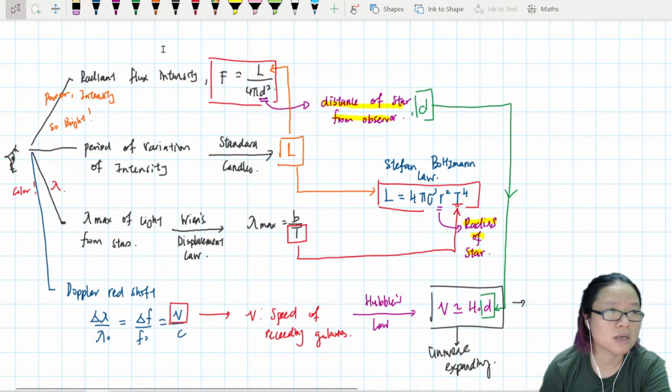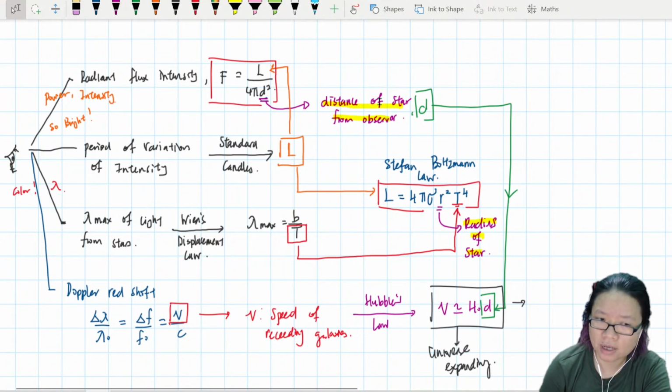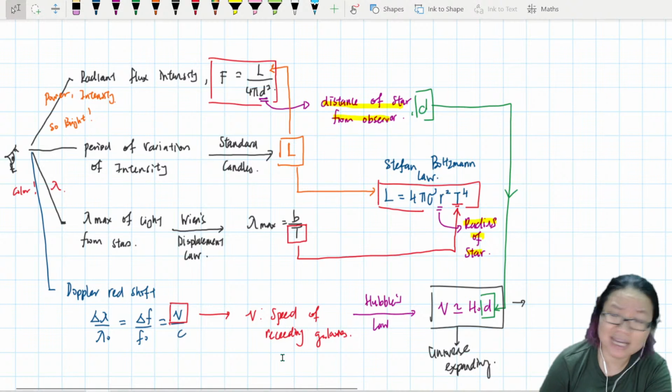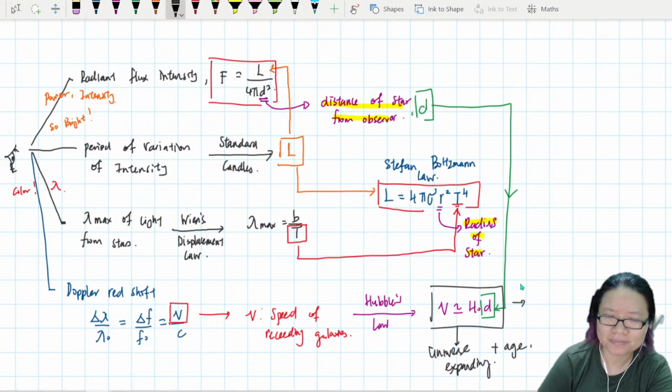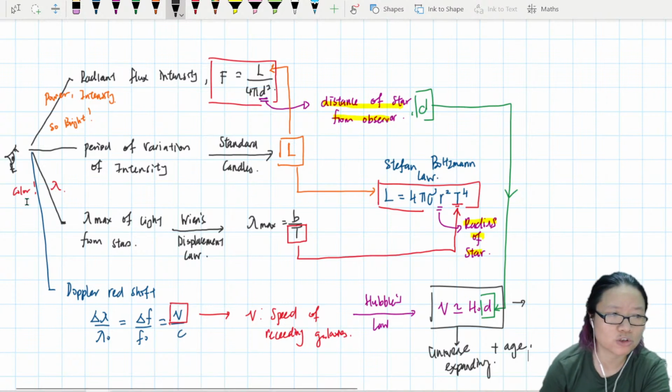So we learn how to estimate the distance of the star. We learn how to estimate the radius of the star. And we also learn how to estimate how fast the galaxies are moving away from us. And also use this to estimate the age of the universe. Okay? So this is astrophysics in a nutshell. Cosmology is the very last branch here.